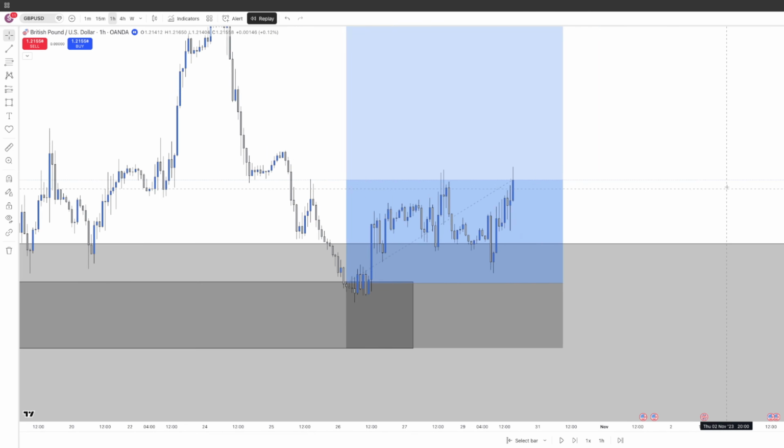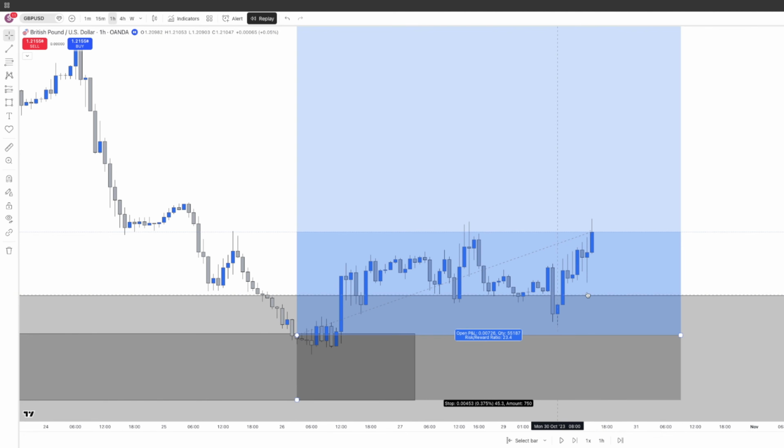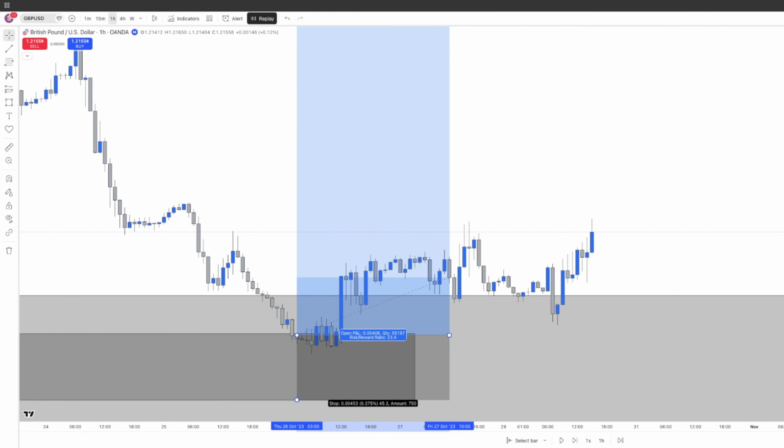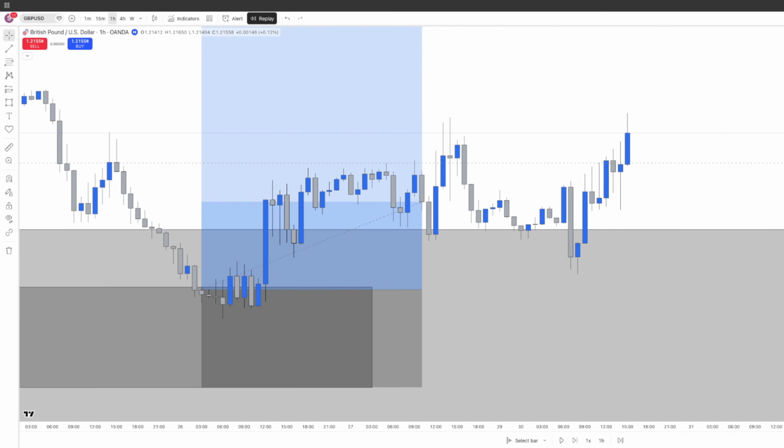What else do you see here? We see another created zone around here. We see another order block with imbalance. We see another imbalance with order block. And what gives us a chance of maybe thinking of taking this trade around here?